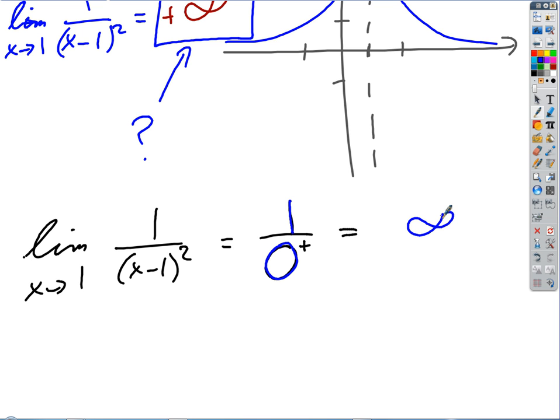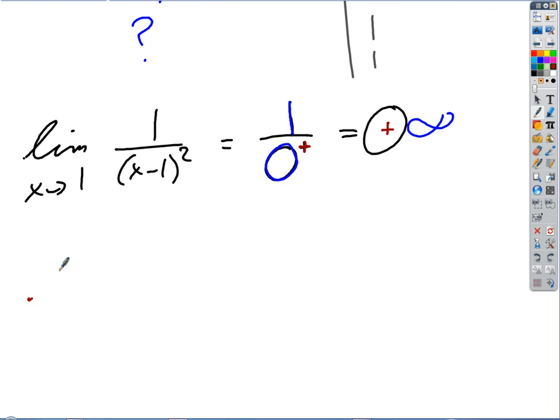But we still haven't filled in the sign of the infinity. That's coming from the fact that we're dividing a positive by a positive. Does that make sense? Okay. So it's positive infinity. I could change this. If I had had a negative sign on the top, it would have been different.